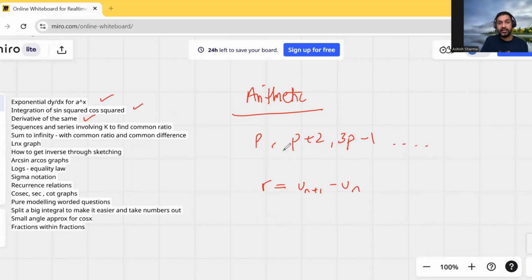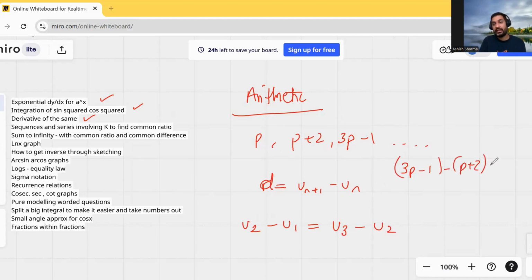So, for example, if I say u2 minus u1, that's equal to the common difference, d, not r. And that's the same as u3 minus u2. That will also give me the same common difference. So how can you use this knowledge in questions where you're given an arithmetic sequence but you don't really know the numbers? Well, you'd say to yourself, okay, 3p minus 1 minus (p plus 2) equals (p plus 2) minus p. And that can solve to get you an unknown value of p.